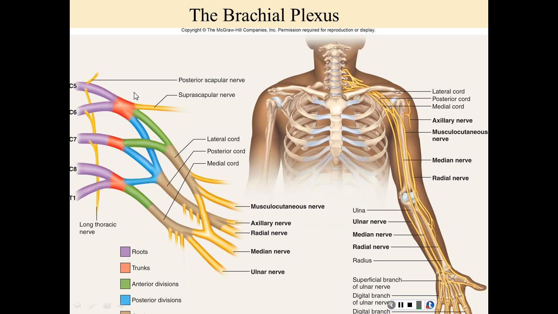So see how they branch off and they form into the various nerves, the 5 nerves that I mentioned here. And of course, you're going to have muscle innervation with the biceps, the deltoids, the forearm, as well as the adductor muscles.